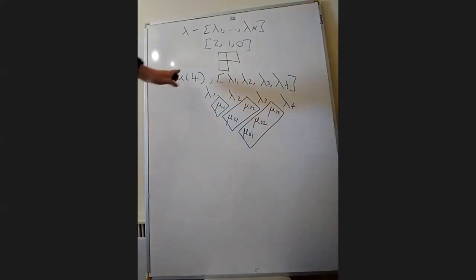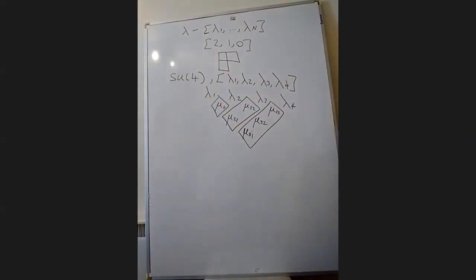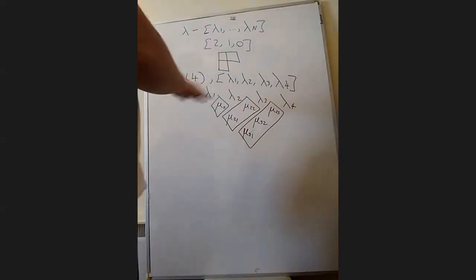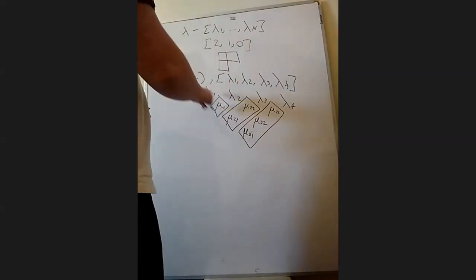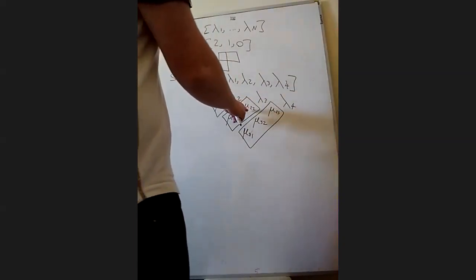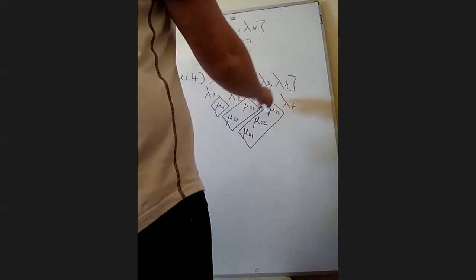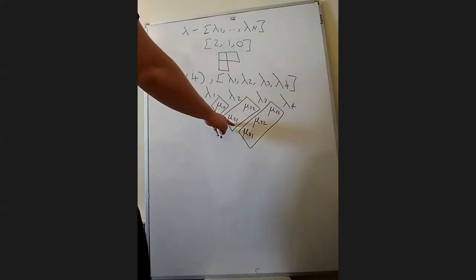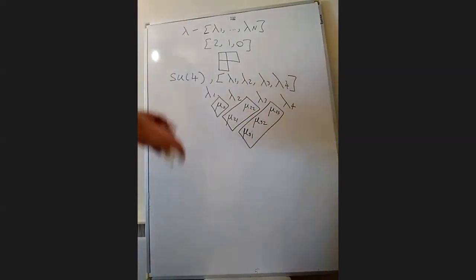And there are some rules on these numbers. Each entry here is going to be some integer, and there are some rules which determine a state in the representation. Literally the rules are as you read the diagram. So mu 1 1 has to be between lambda 1 and lambda 2. Mu 2 2 has to be between lambda 2 and lambda 3. Mu 3 3 has to be between lambda 3 and lambda 4. And then mu 2 1 has to lie between mu 1 1 and mu 2 2, and so on. You just fill in the diagram using all possible constraints like this.